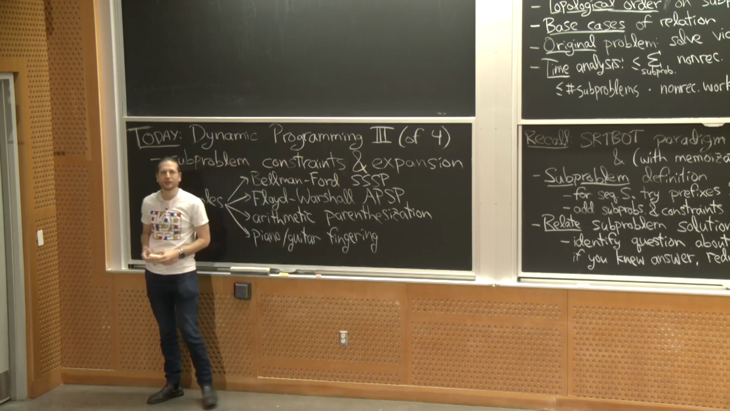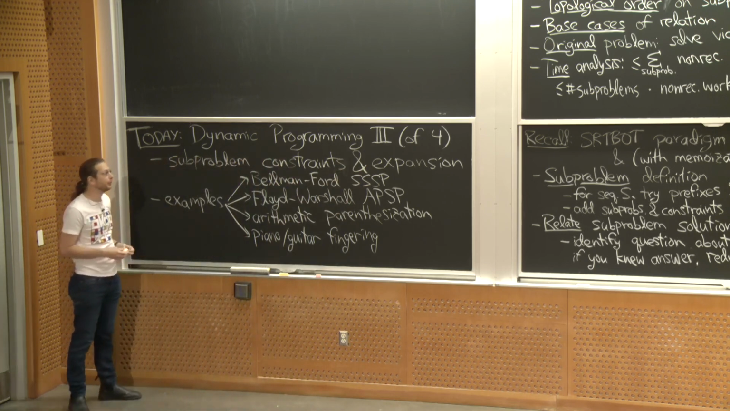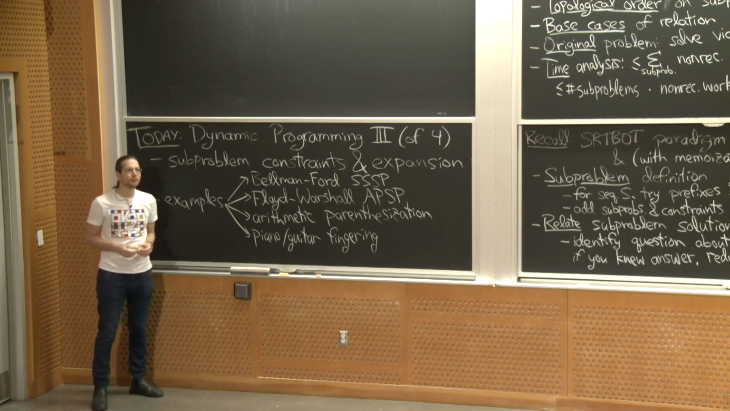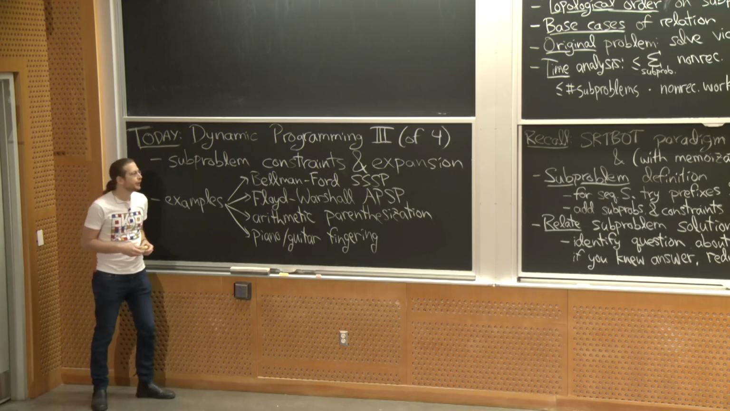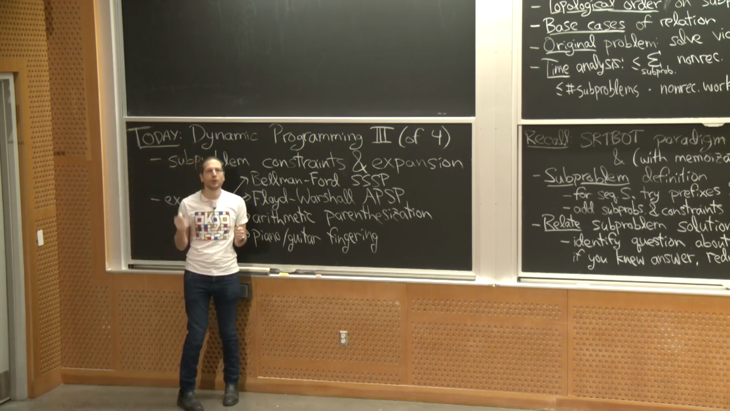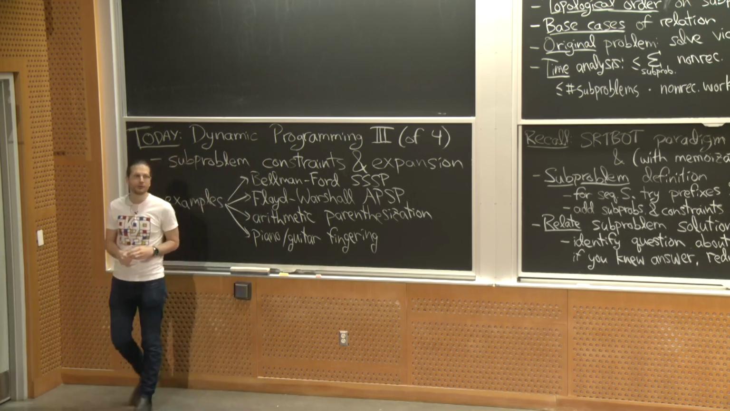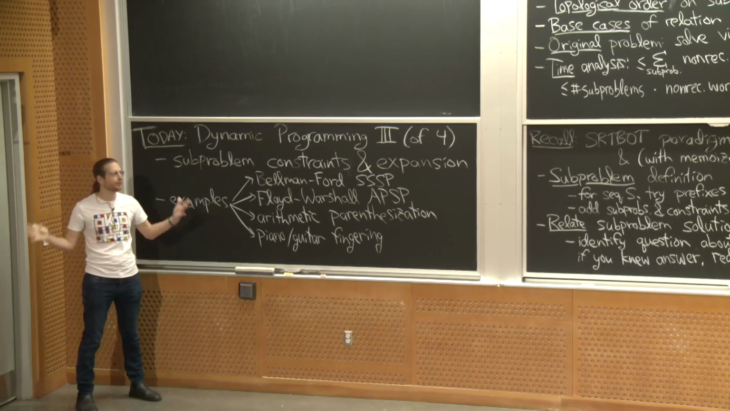We saw an example of subproblem expansion by a factor of 2 in the two-player game with coins, where we wanted to have two versions of the game, one where I go first and one where you go first. So this was expanding the number of subproblems by a factor of 2.